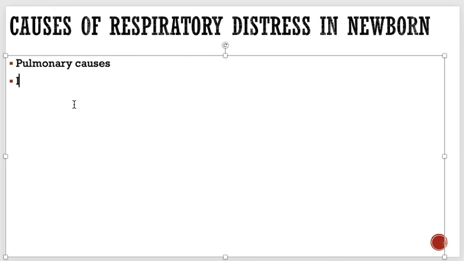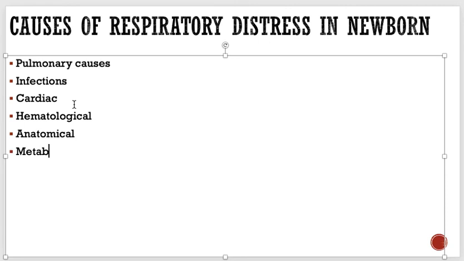You can say infections can be one of the causes. Cardiac causes can be there, as well as hematological causes. Anatomical abnormalities can be there. Metabolic causes can be there, as well as neurological causes, right? So there are different causes of respiratory depression in the newborns.